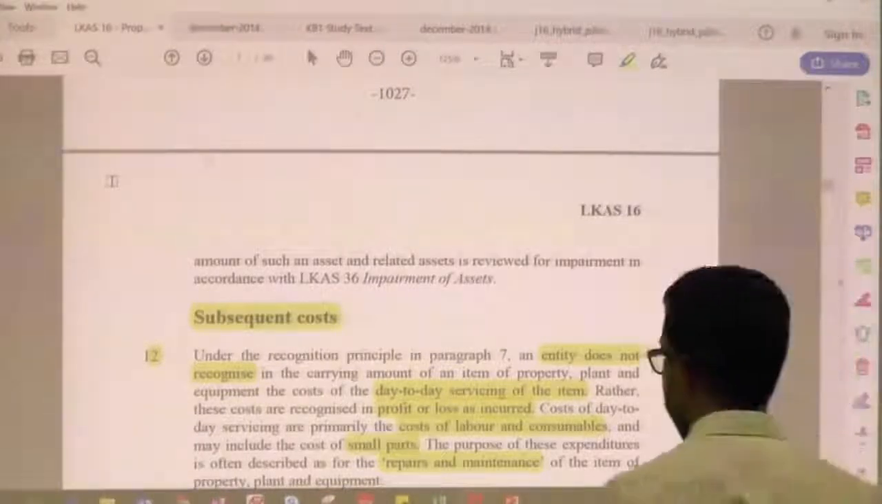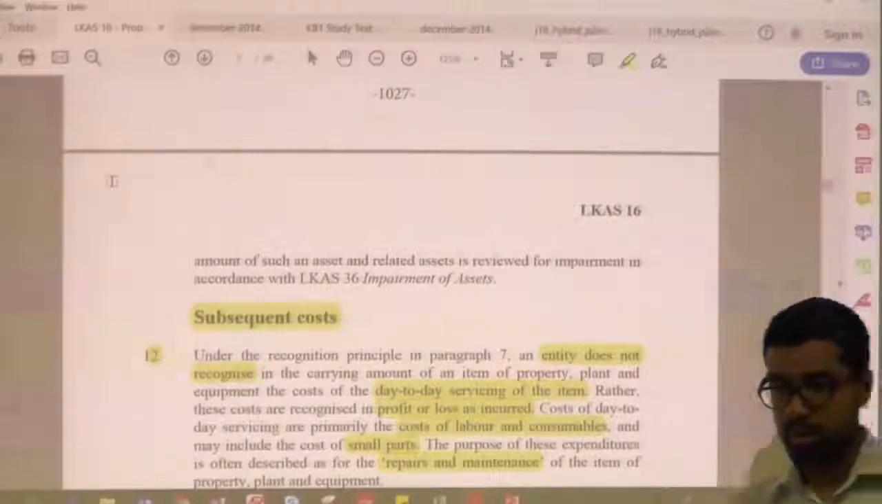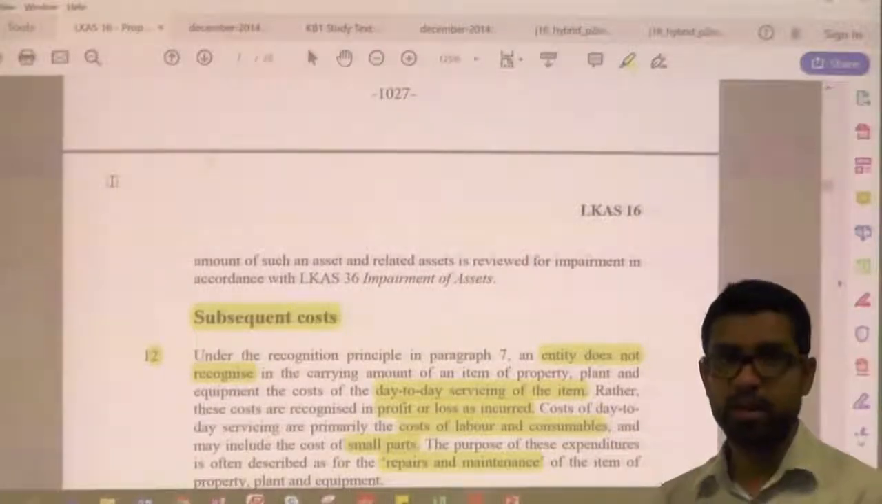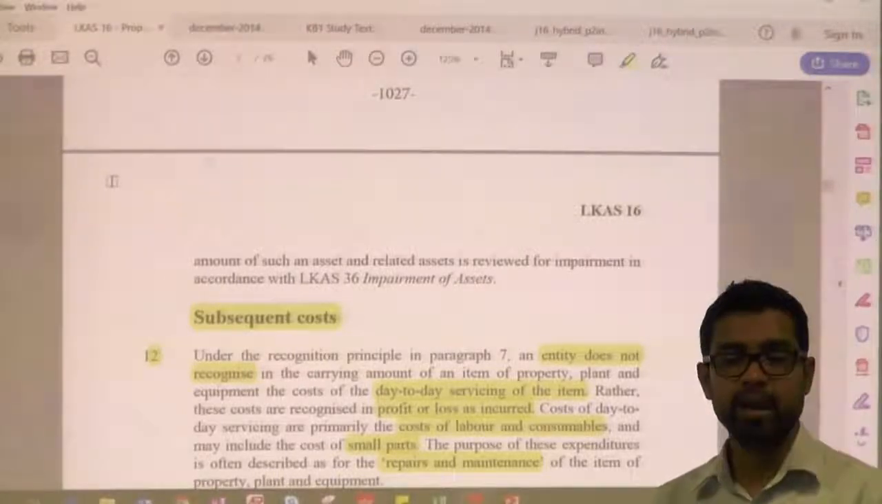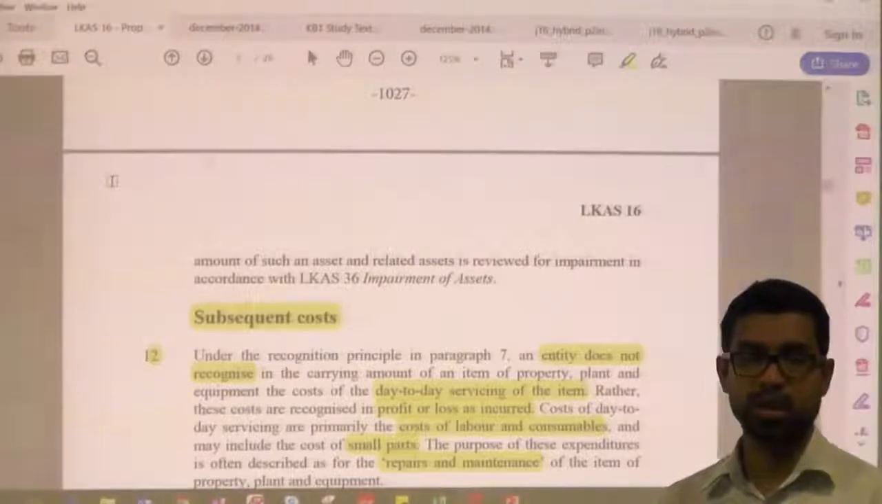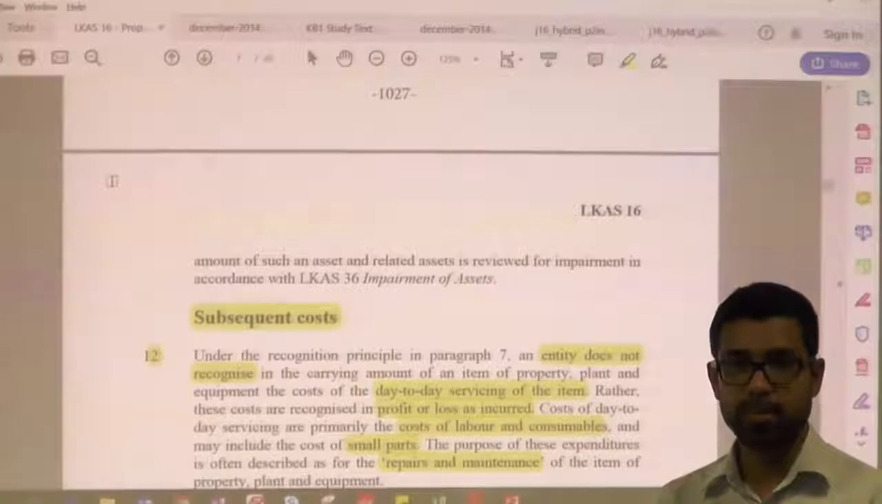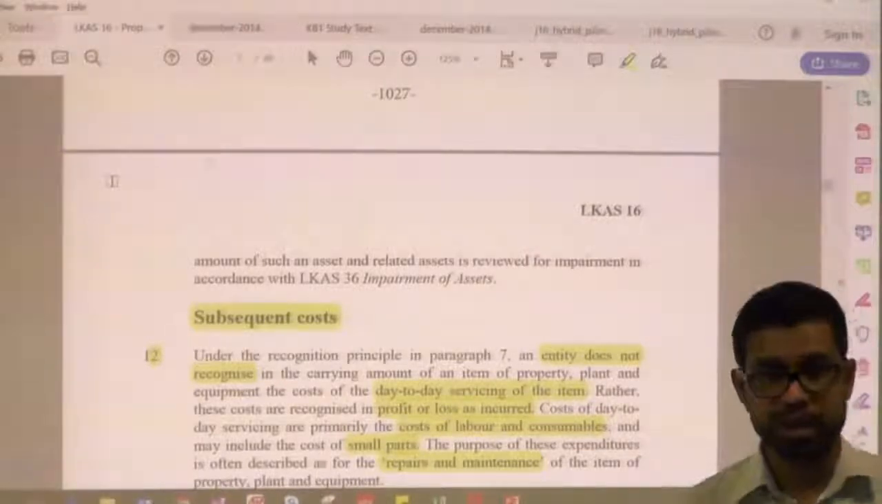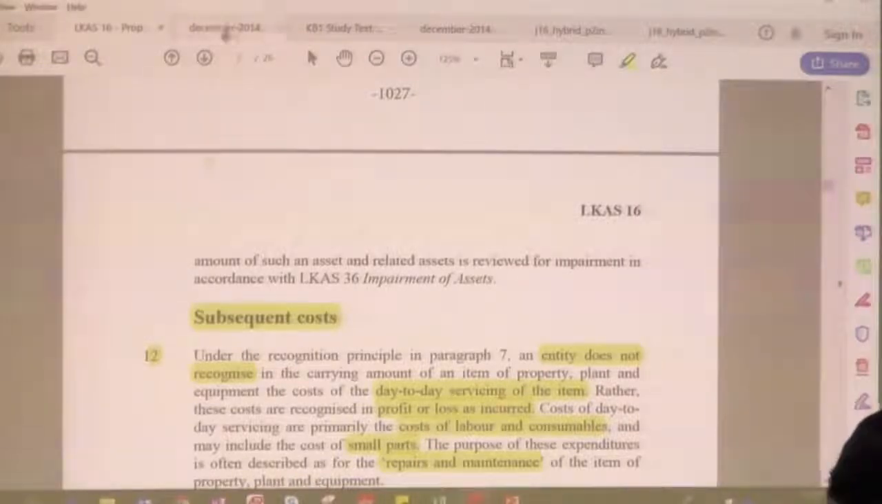Sometimes health and safety related equipment, items, costs, which are necessary for you to generate economic benefit, you may capitalize. Right? Why? Directly those costs may not create increased economic benefit, but it is necessary for you to generate economic benefit from that asset. Keep that also in your mind. I want to explain that separately.